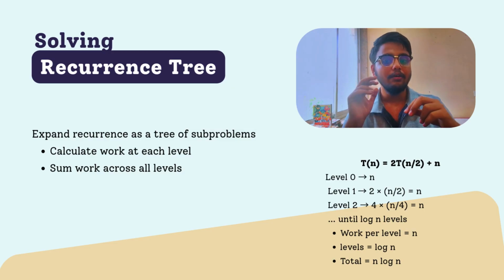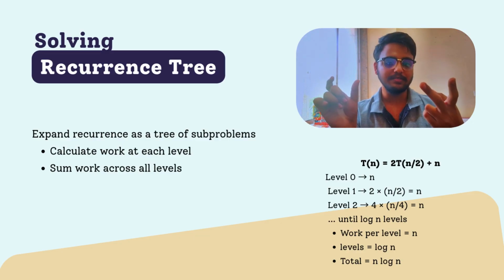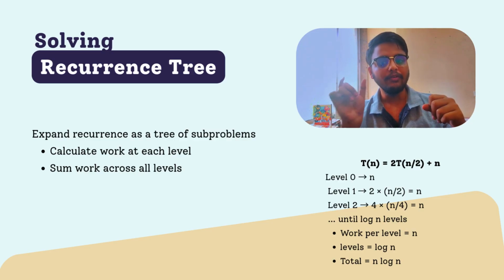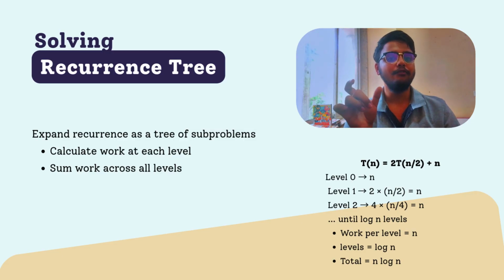For the next level, each of these two subproblems is going to split in two halves as well, which gives a total of 4 subproblems. Now the work per subproblem is n by 4 and the number of subproblems is 4. So the total work done at this level is also going to be n.